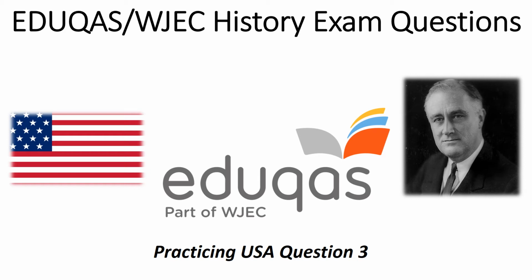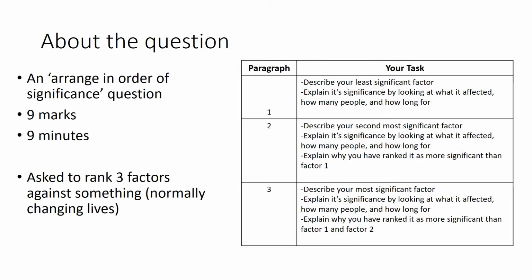This video will be going through how to do a USA question 3. Now, this question is an arrange in order of significance question. 9 marks, that means it's 9 minutes long, and you are being asked to rank 3 factors against something, normally changing lives. So the structure for this is 3 paragraphs.